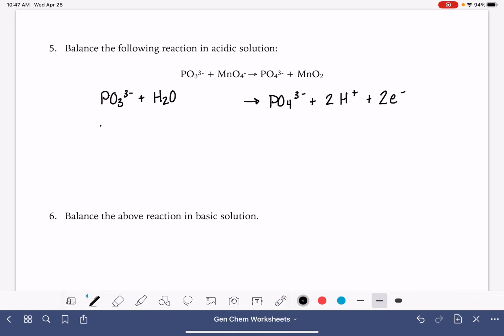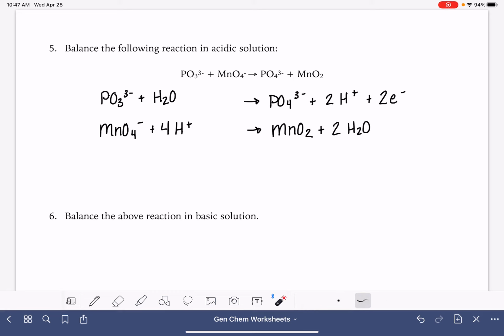Half reaction number 2, we have MnO4- going to MnO2. Our manganese is balanced. We want to balance our oxygens. So we'll add 2 water molecules to the right-hand side. Now we have 1, 2, 3, 4, 5, 6, 7, 8 oxygens. Now let's balance the hydrogens. We have 1, 2, 3, 4 hydrogens on the left. We need 4H+ on the right.